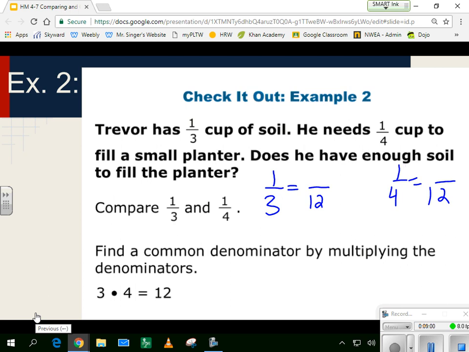Again, what do we do to 3 to get to 12? 3 times 4 gets us 12. What we do to the bottom, we do to the top. 1 times 4 is 4. 4 times what gets us 12? That would be 3. What we do to the bottom, we do to the top. 1 times 3 is 3. So now, Trevor had 4/12, or 1/3 cup of soil. He needs 1/4 cup, or 3/12. Does Trevor have enough? The answer is yes, because he has a value of 4/12 and only needs 3/12. So he actually has more than he needs.